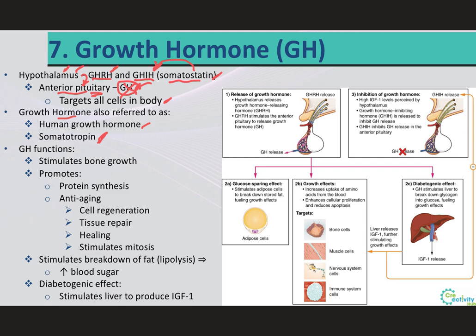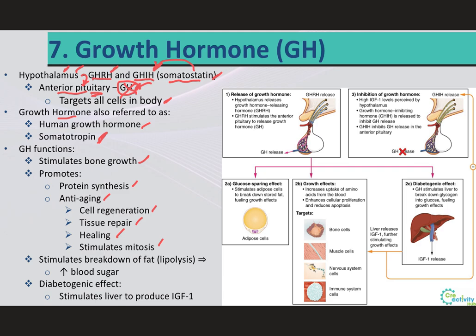Now, when will the hypothalamus release the growth hormone releasing hormone? Well, the growth hormone will definitely be released during development. Therefore, it will stimulate bone growth up until we stop growing right after puberty. But not only that, the growth hormone is important for promoting protein synthesis. It also has anti-aging properties, which are great, right? Because it will have a role in cell regeneration, in tissue repair, in healing, and stimulating mitosis, which will give rise to new cells. So all these are going to be important functions.